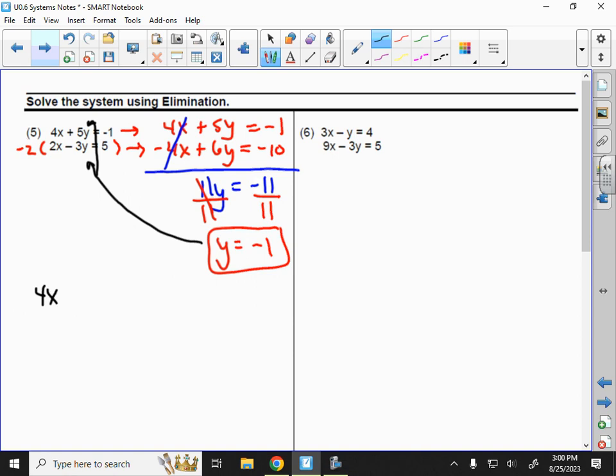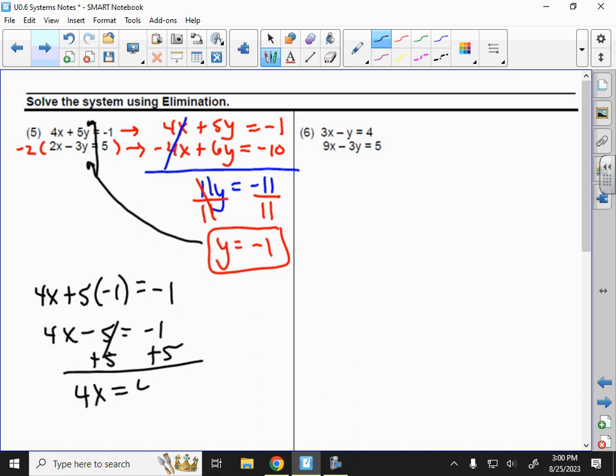So it's 4x plus 5 times y, in this case negative 1, equals negative 1. So 4x minus 5 equals negative 1. Add 5. 4x equals 4. Divide by 4. x equals 1. So my ordered pair is x is 1 and y is negative 1.